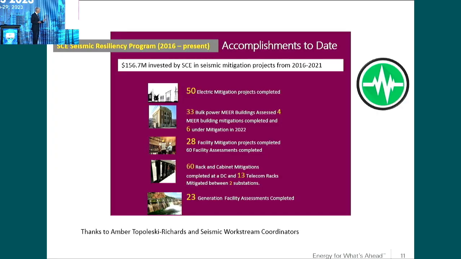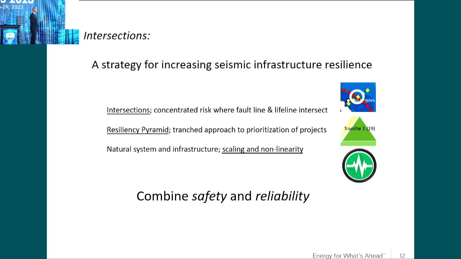So we can do it all. We can fold in and consider all of those types of assets in our approach. And this is just accomplishments to date. Edison has invested between 2016 and present over $150 million in prioritized targeted projects. The challenge is partly also to execute on schedule and on budget. Once we get the approvals to do these projects, we need to do our job well and get the seismic mitigation work done.